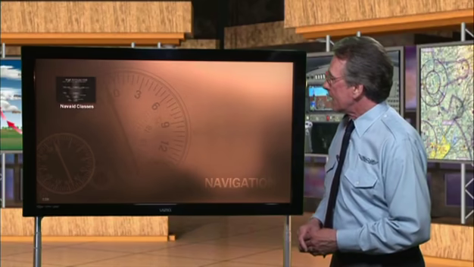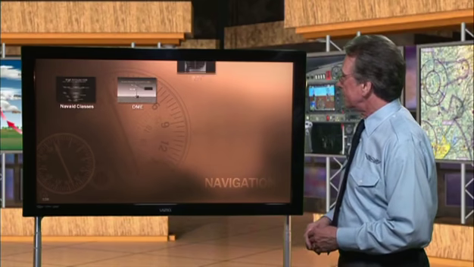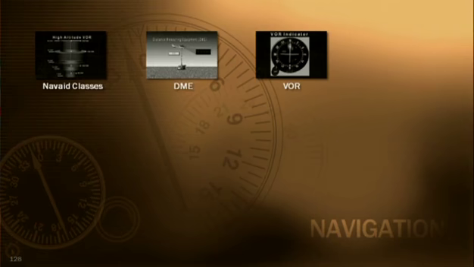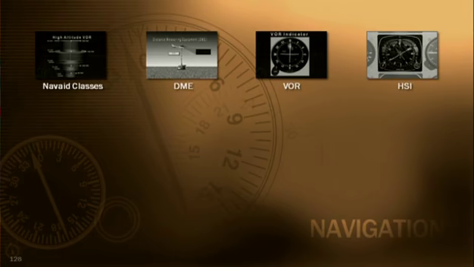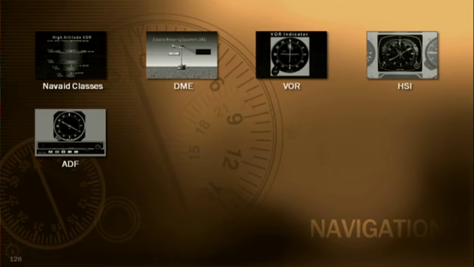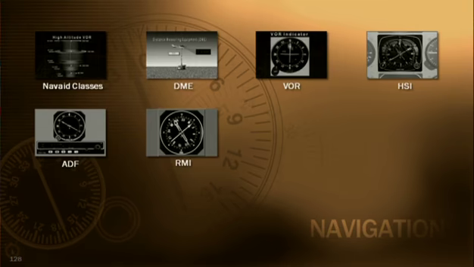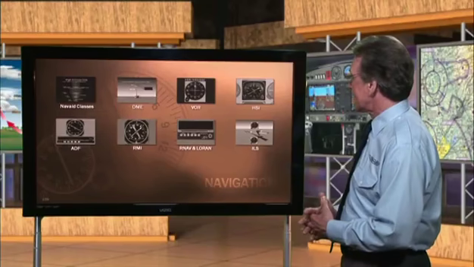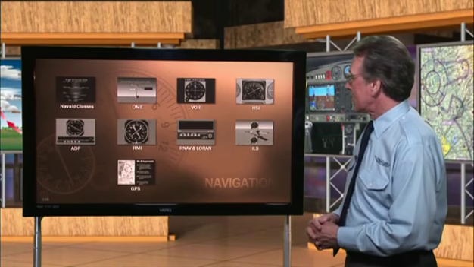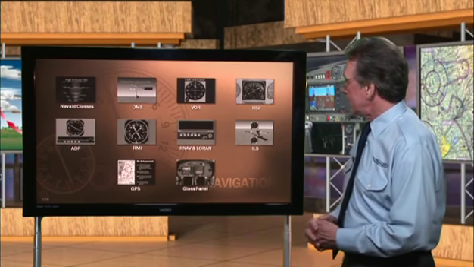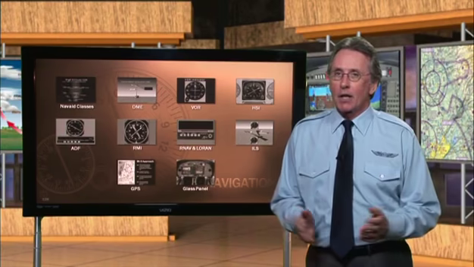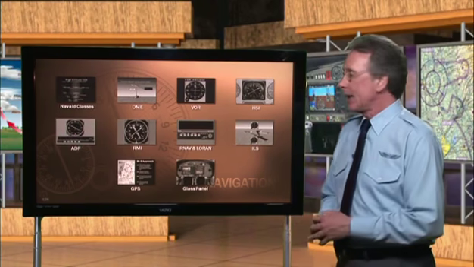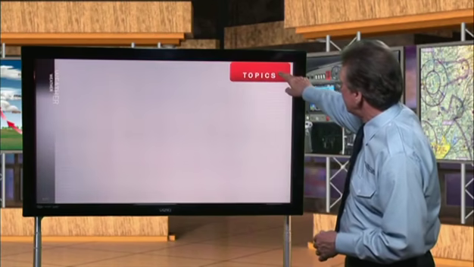NavAid classes, DME, VOR, HSI, ADF, RMI, RNAV and LORAN, ILS, GPS, and glass panel. Lots to cover in this lesson 4. Let's get ready with our first topic.